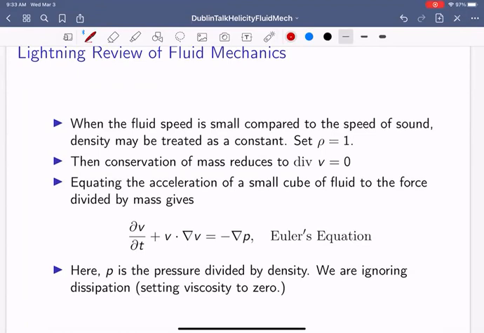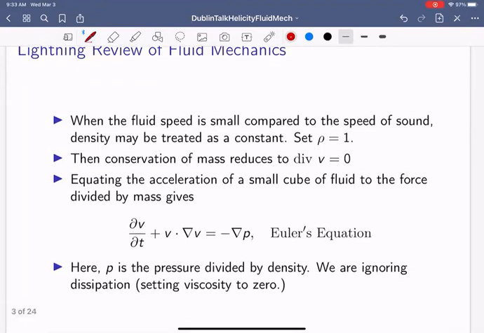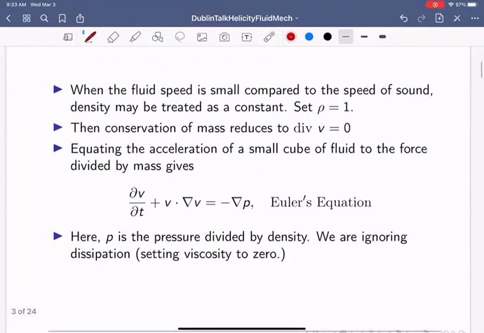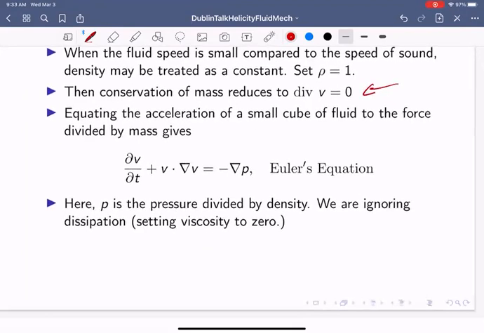So once you set the density to be a constant, conservation of mass becomes the statement that the divergence of the velocity field should be 0. So that is another way of talking about incompressibility.